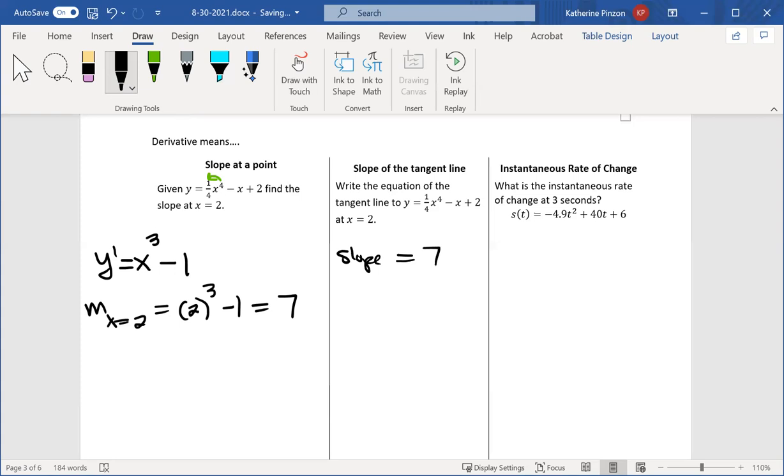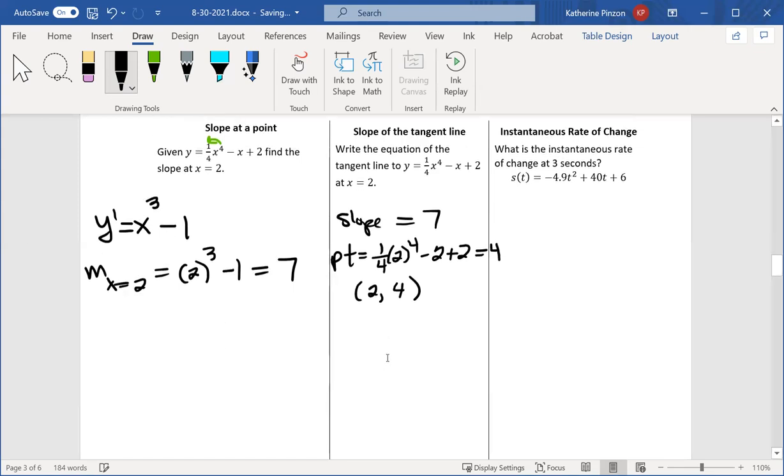You need a slope and a point. If you know that x is 2, how can you find the point? Plug into where? To the original function. 1/4 times 2 to the 4th minus 2 plus 2 is 4. So my point is going to be (2, 4). My slope is 7. My point is (2, 4).